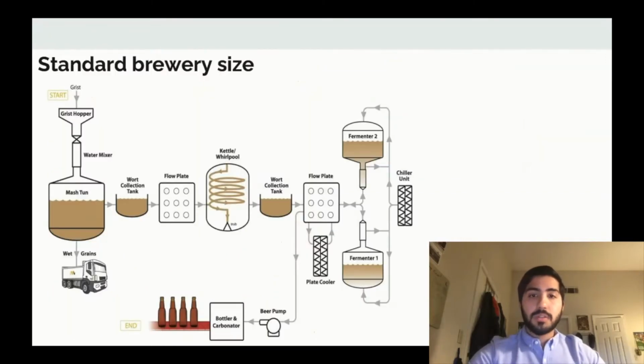So what the customer wants us to do is to scale down a standard brewery size. Now, there are many commercial smaller scale systems available, but not quite as small as the professors want. They have very specific constraints and requirements since they're in a laboratory environment and not a factory environment.